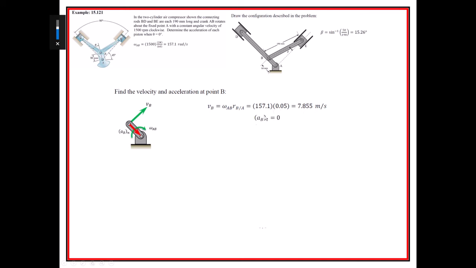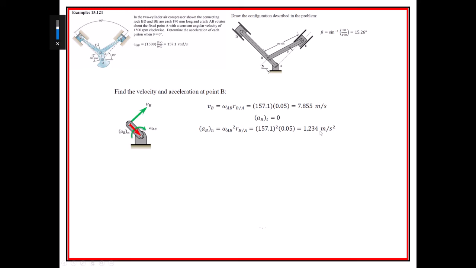We also know that the tangential acceleration is 0 because this was a constant angular velocity. We can find the normal acceleration at B by omega AB squared times the length of the crankshaft, or also we could call that the relative position of B with respect to A. And so that's omega squared times R, and we're able to find that acceleration is 1,234 meters per second squared.